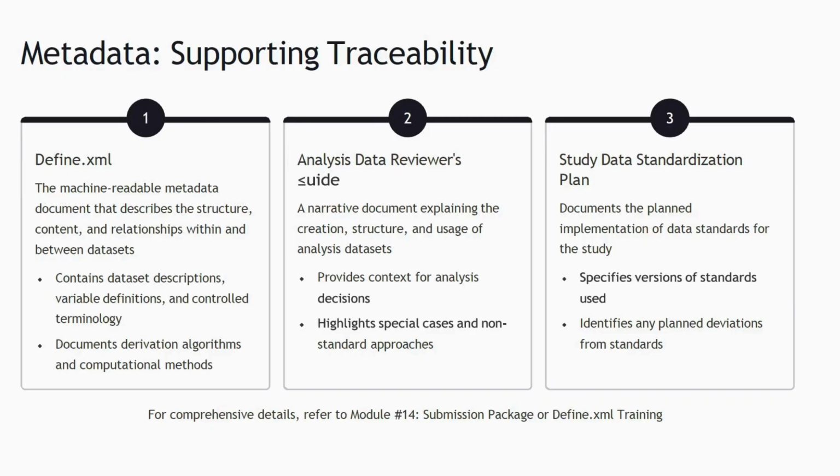The next one, the analysis data reviewer guide. I'm sorry, there is a small spelling error in the guide. This narrative document explains the creation, structure, and uses of analysis datasets: context for analysis, standards approach, and study-specific implementation decisions. Then, the study data standardization plan. This document describes the planned implementation of data standards for the study, any planned deviations from standards, and the rationale for implementation choices.